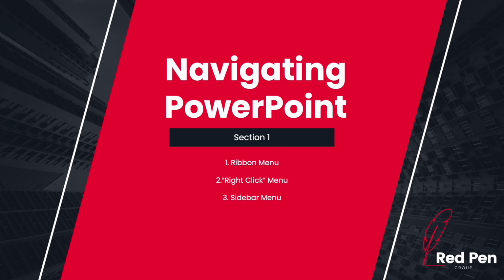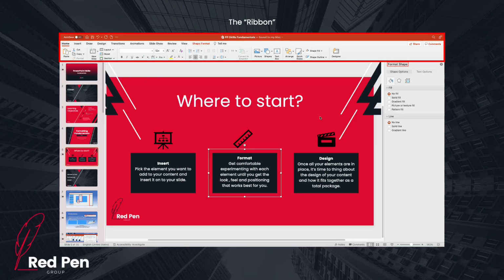Section 1. Navigating PowerPoint. In this section, we'll consider the ribbon, right-click, and sidebar menus. The ribbon menu is found at the top of the PowerPoint application window, similar to the layout used within most Microsoft Office applications like Word and Excel. There are 10 different formatting menus included within the ribbon on PowerPoint, and each one has a specific remit depending on what element you're working on.